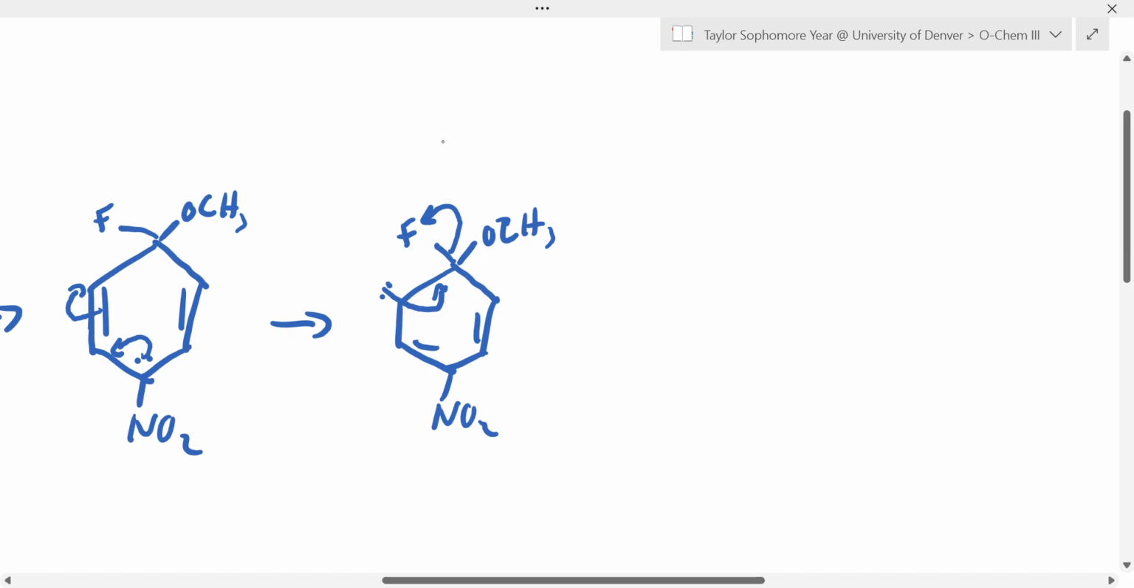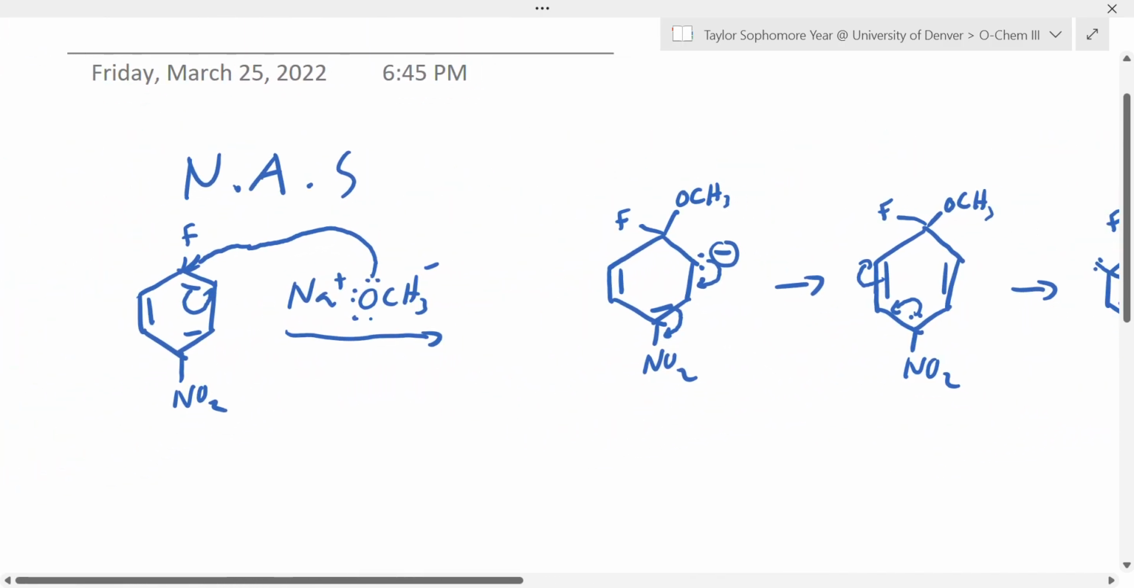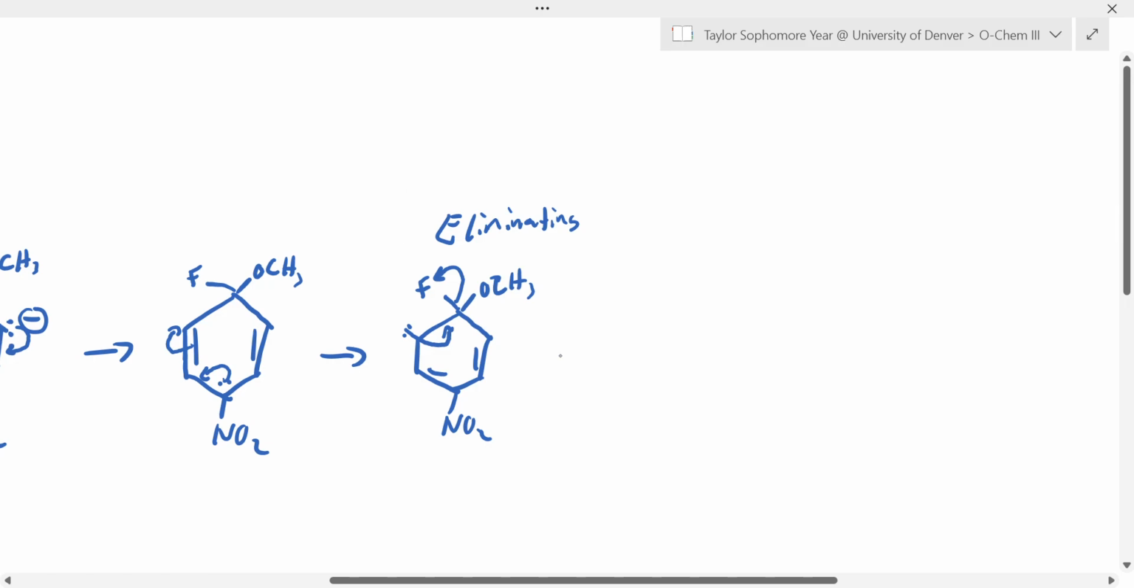And essentially, we'll be eliminating the fluorine. So as for here, this would be considered an addition. By eliminating fluorine, we can get a final product of NO2 and then O. So essentially, OCH3 took the place of fluorine.